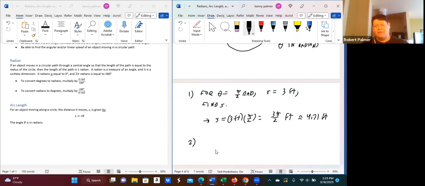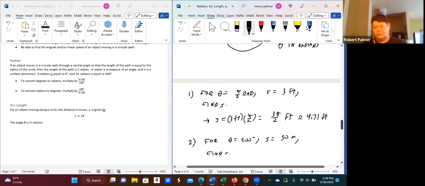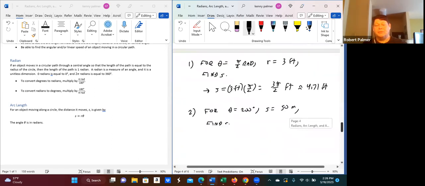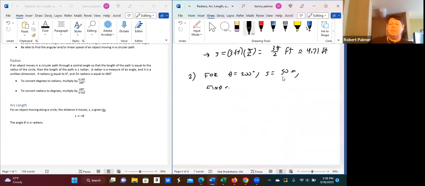All right, let's say we have this time theta equal to 200 degrees. And let's say this time we know the arc length s is equal to 50 meters. Find r. So this time we want to find the radius. We know the arc length for the path along the circle.